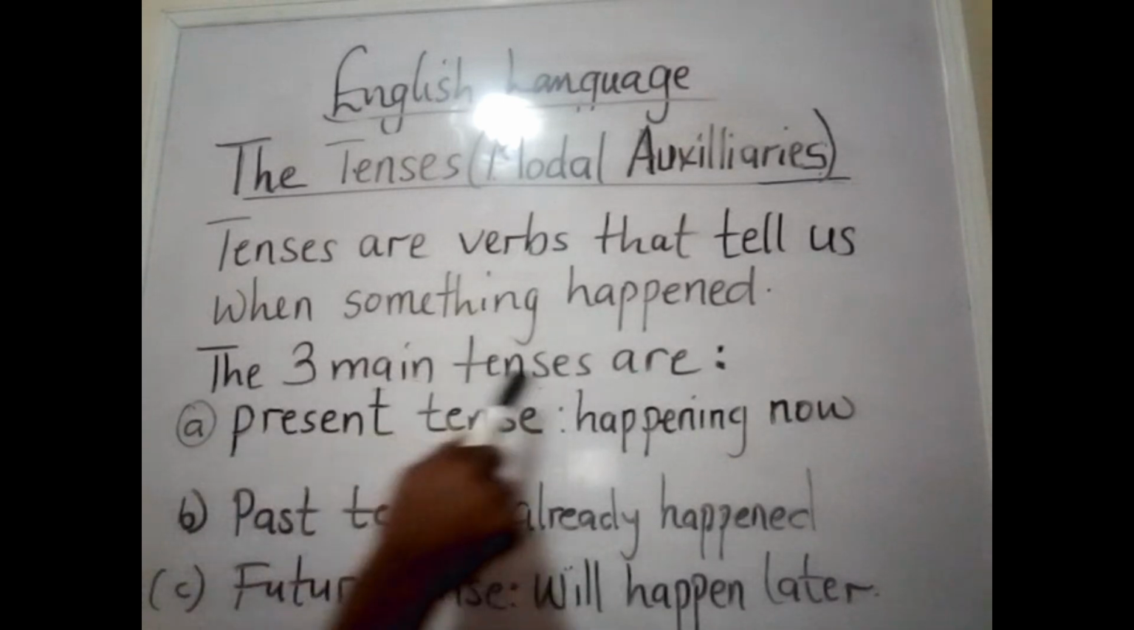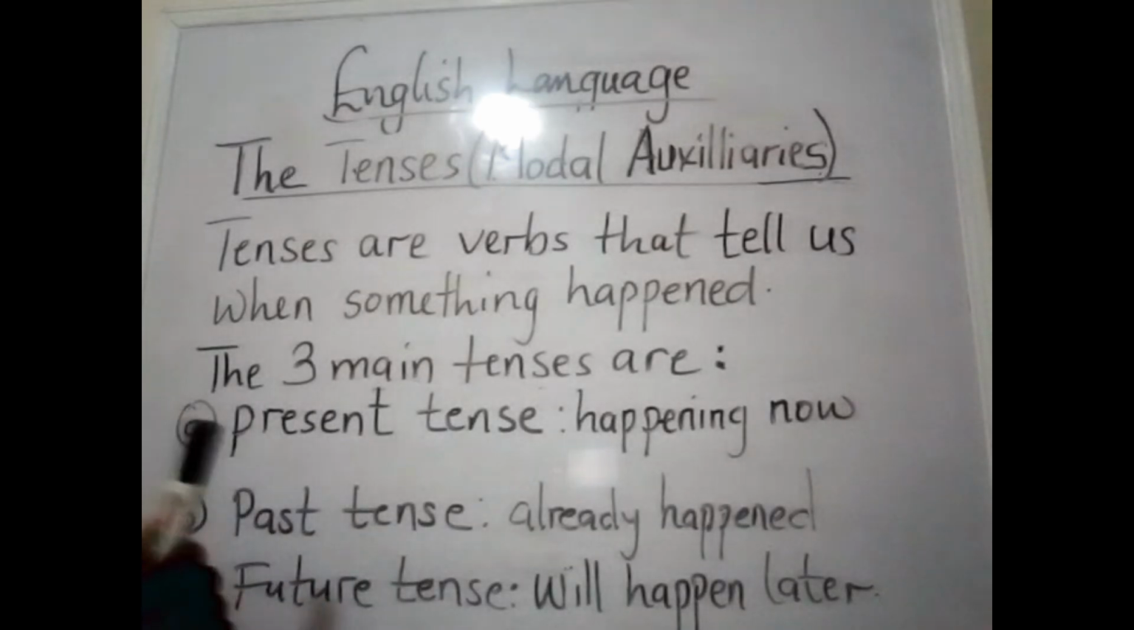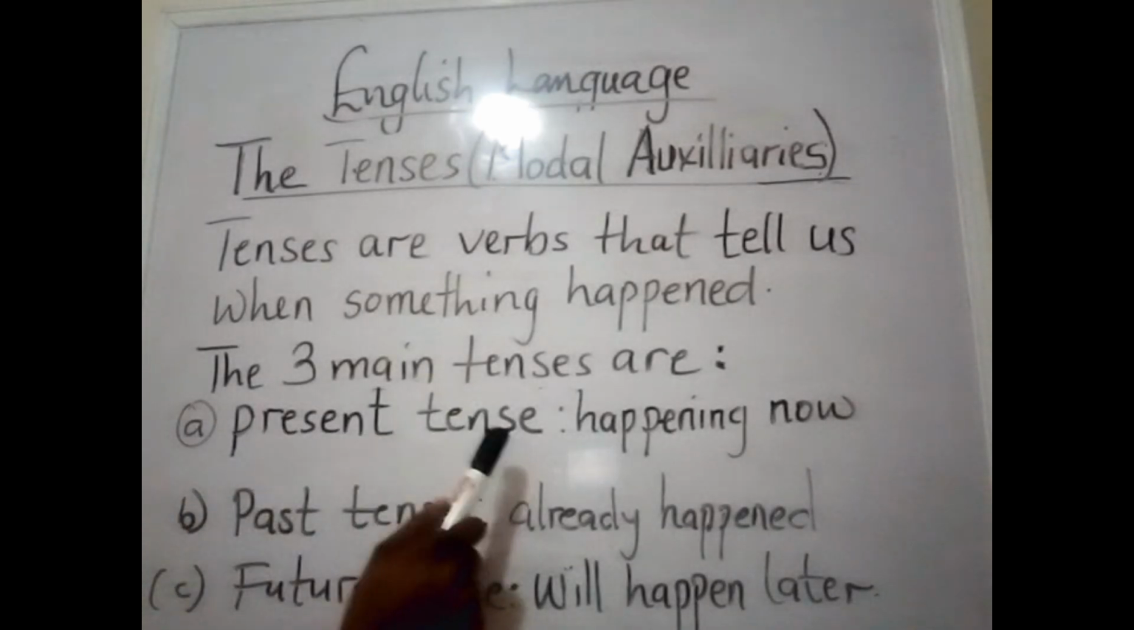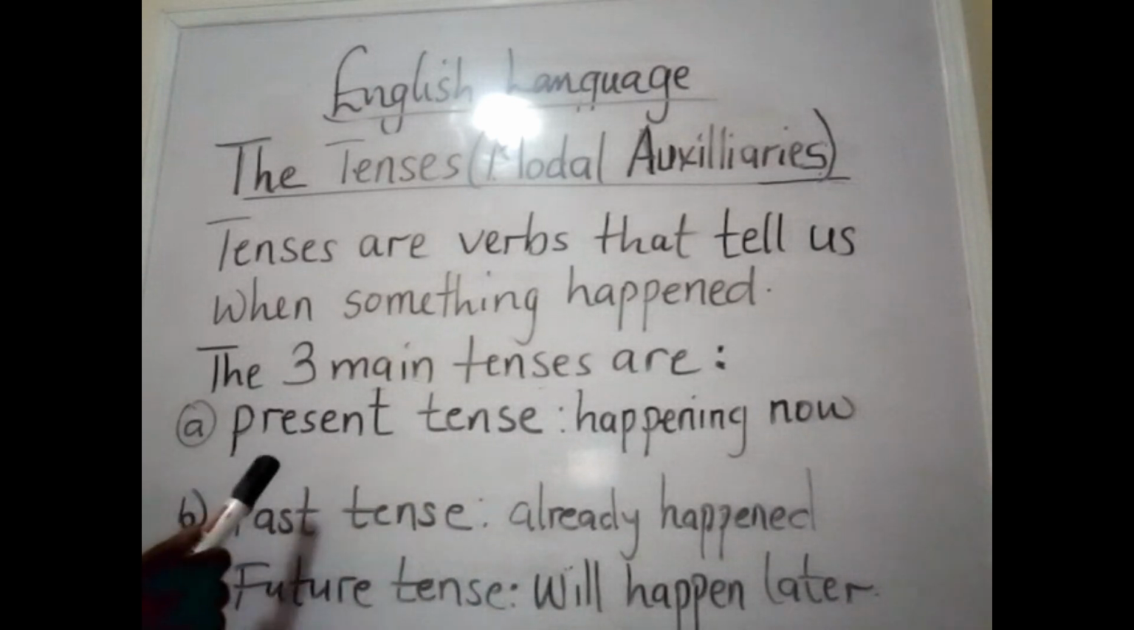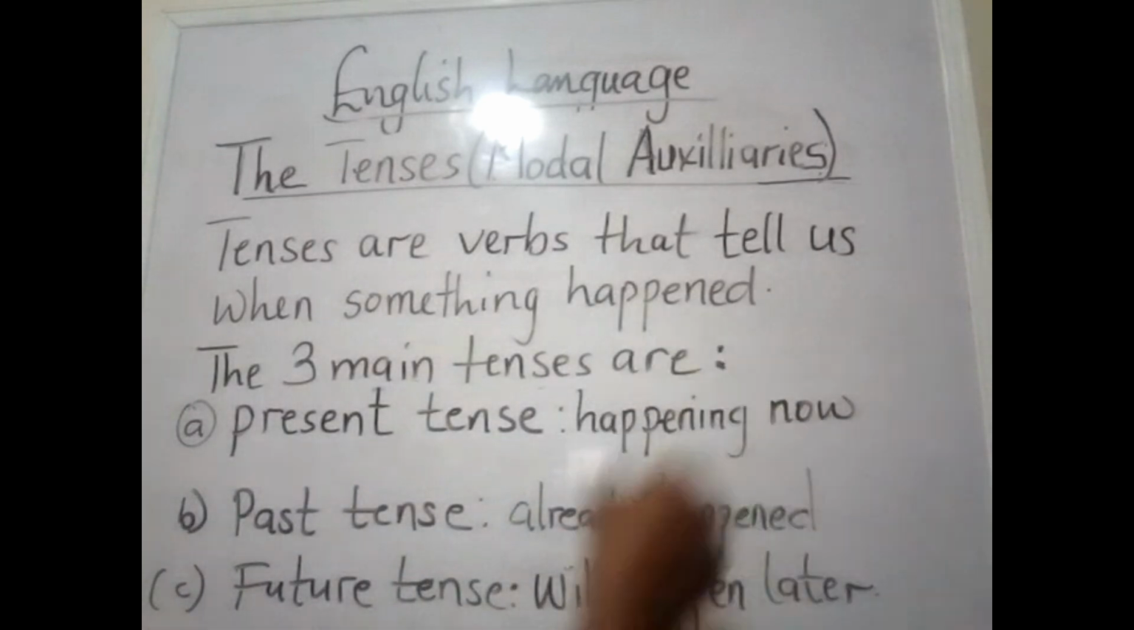Now in English language there are three main tenses, and they are present tense, past tense, and future tense. And what is the present tense? When something is happening now, it's in the present.